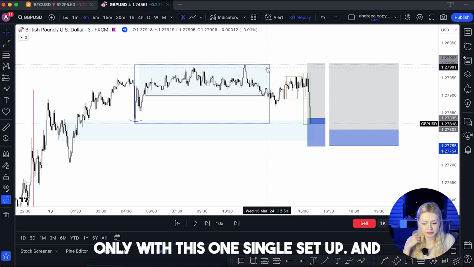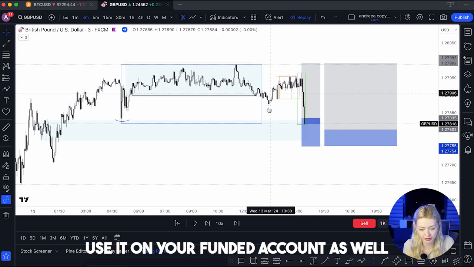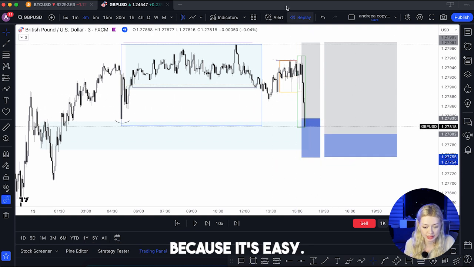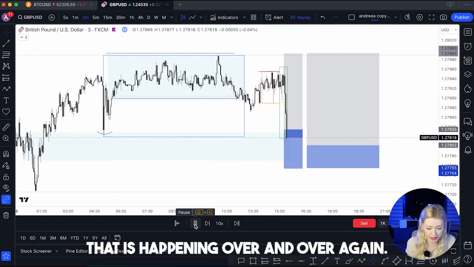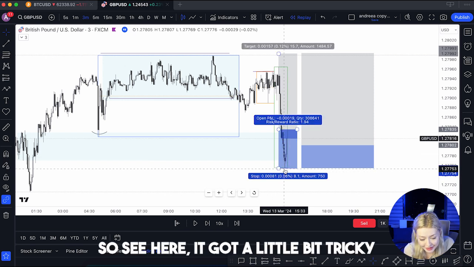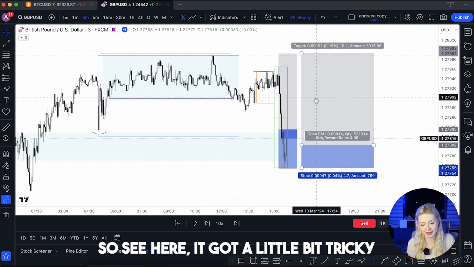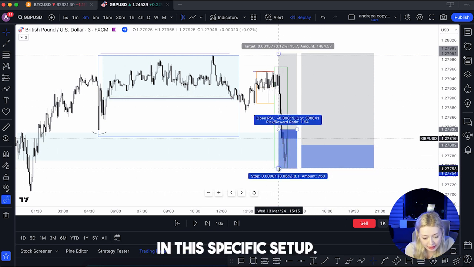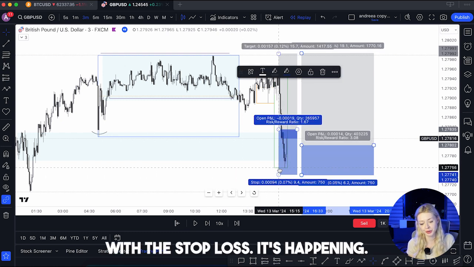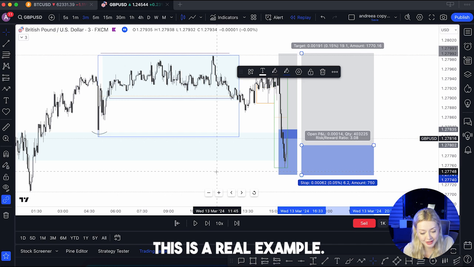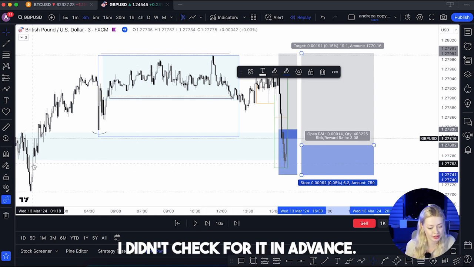And also you can clearly use it on your funded account as well because it's easy. You simply follow one single setup that is happening over and over again. Okay, so see here it got a little bit tricky. In this specific setup, I should have went a little bit lower with the stop loss. It's happening. This is a real example. I didn't check for it in advance.